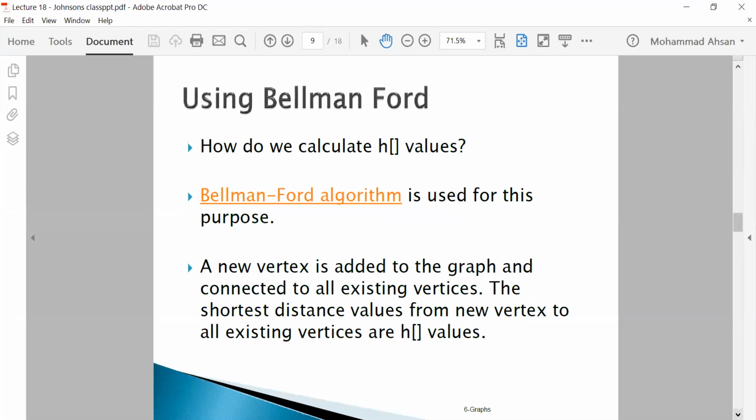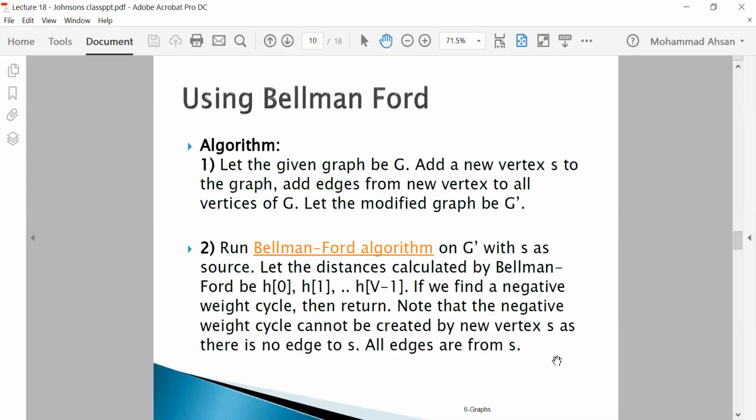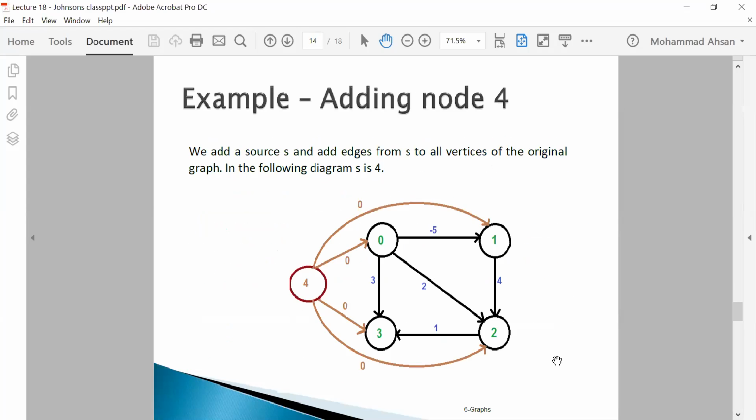Now, how do we calculate these weights of the vertices? Okay, there's nothing called weights of the vertices. We are just, in this algorithm, they're introducing this concept to eliminate negative weightages. So they use the Bellman-Ford algorithm. What they do is they add a new vertex to the graph, and that will be the source vertex, and there are only outgoing edges from the source vertex to all the other vertices of the graph. So let's see, it's something like this.